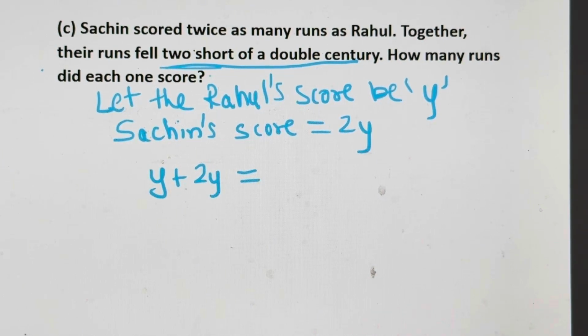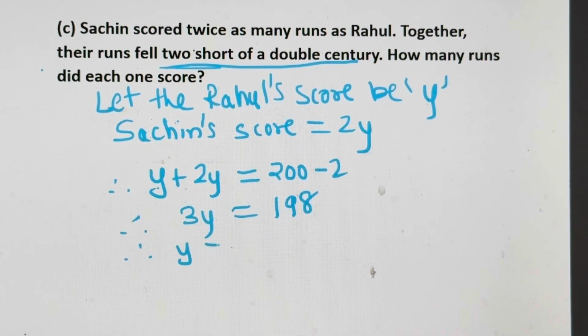How much have they scored? Too short of a double century. Double century means 200. We can write like this, 200 minus 2 in order to understand. Or you can even write directly 198. So y plus 2y becomes 3y. Okay. And 200 minus 2 is 198. Now when we divide 198 by 3, what do we get? The value of y, 3 6s are 18, 3 6s are 18. So Rahul's score is 66.